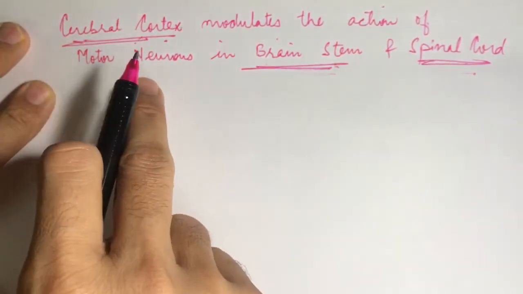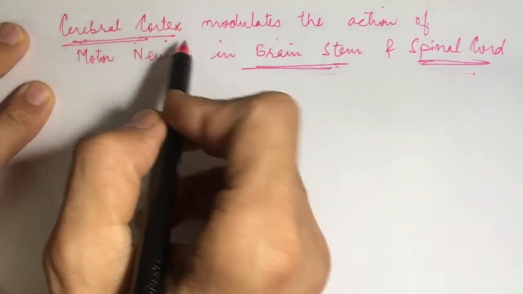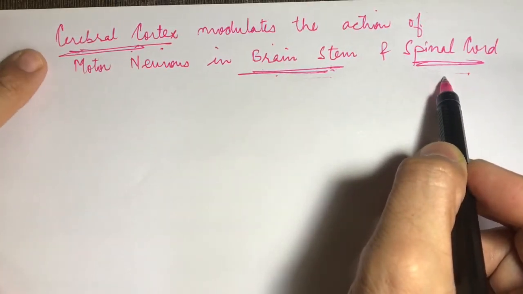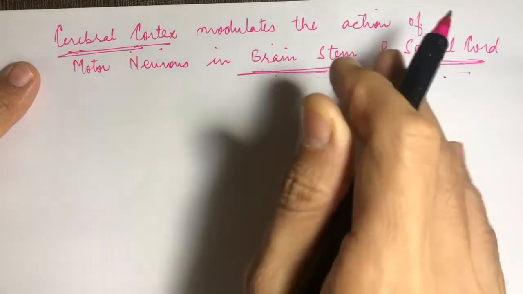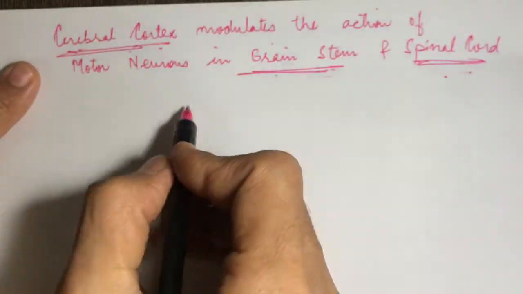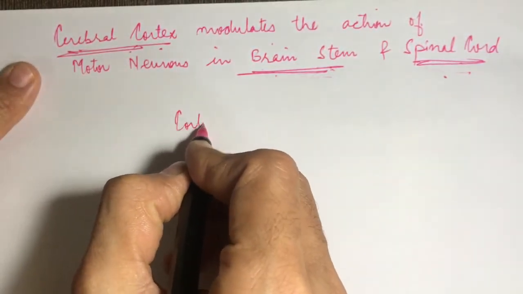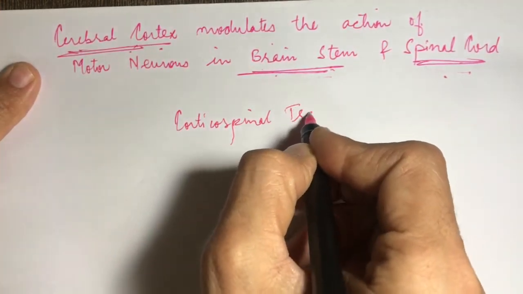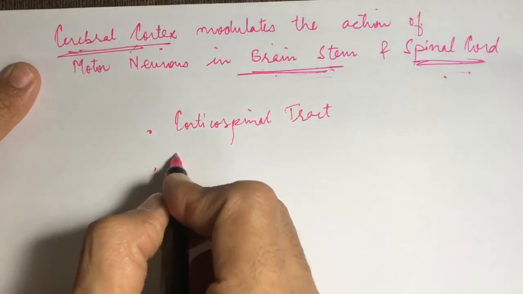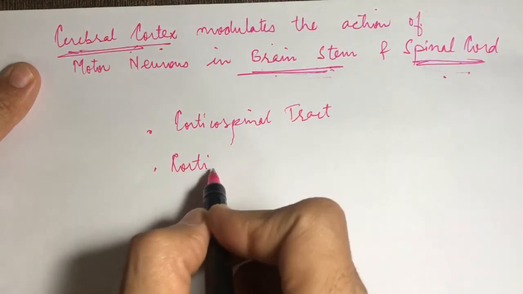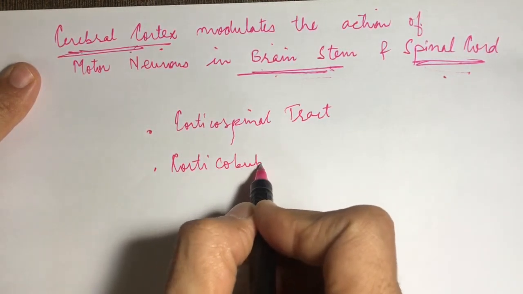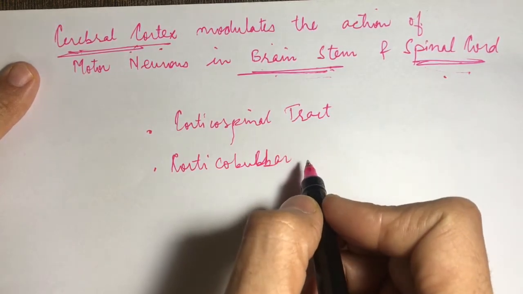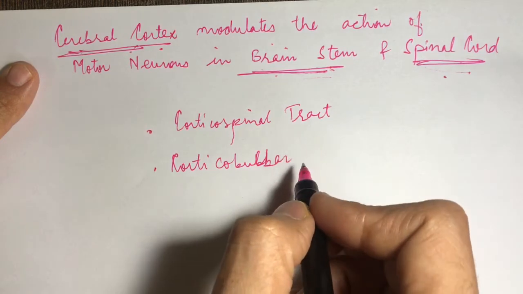These cortical motor commands, which control the neurons in the brainstem and the spinal cord, descend via two paths, two tracts. One is the corticospinal tract. Okay, corticospinal tract, and the other one is the corticobulbar tract. Corticobulbar tract, right?